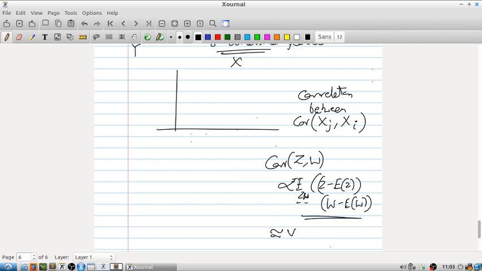This is very similar to the variance of Z, which is just Z minus expectation of Z times Z minus expectation of Z. Instead, the second term just has W minus expectation of W. That's why it's called a covariance. Correlation is proportional to this; it's the covariance divided by some other numbers. This is similar to the variance of Z if you substitute W to be Z itself. Is that clear? Okay.